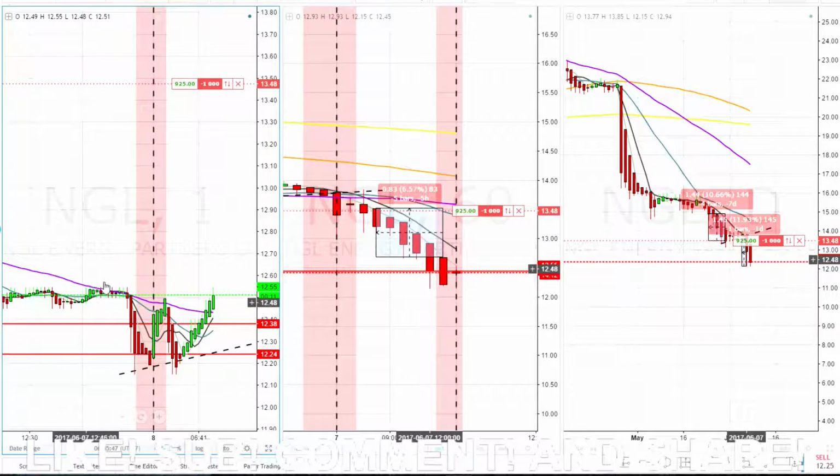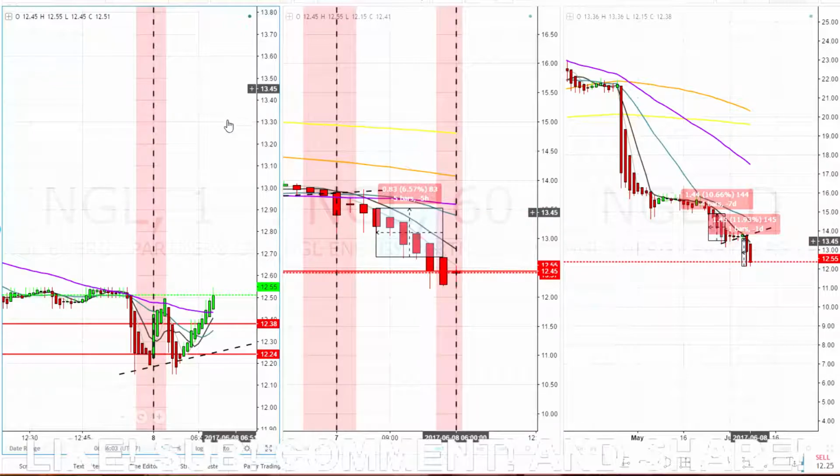Cool. So it came out to around $900 some on that trade. And I decided to just get out based off of this right here.